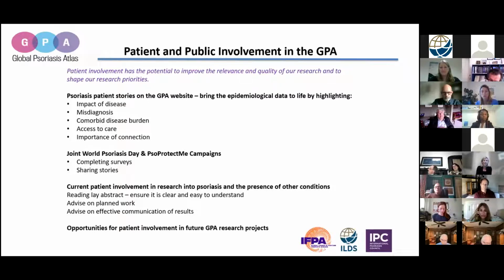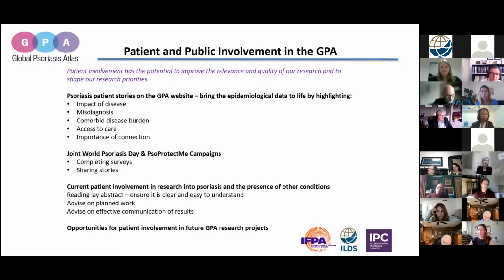We have taken part in joint World Psoriasis Day and So Protect Me campaigns, and we'll continue to do that as well, sharing patient stories. I think it's a fantastic platform to be able to do that. We also have patient involvement in specific research projects, and that will only grow and develop over time, and those opportunities will present themselves more and more.